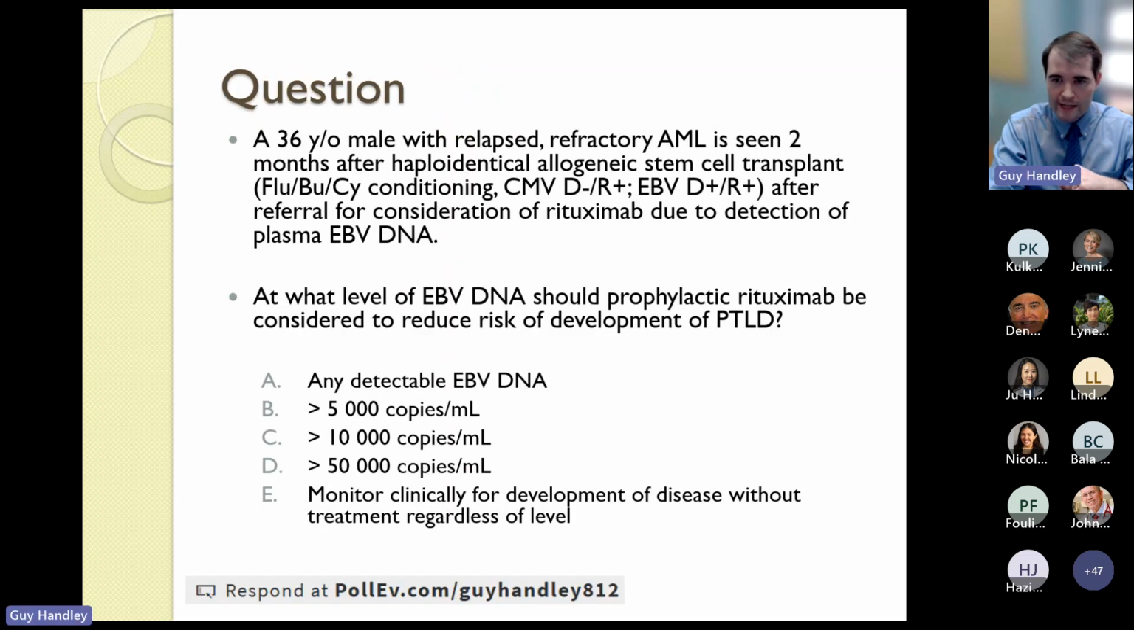Okay, so this should be our last question before we move into PTLD. A 36-year-old male with relapsed refractory AML is seen 2 months after a haploidentical allogeneic stem cell transplant. That's his conditioning regimen. He's CMV donor negative, recipient positive, EBV donor positive, recipient positive. He's referred for consideration of rituximab due to detection of plasma EBV DNA. And so the question is, at what level of EBV DNA would you administer prophylactic rituximab to reduce the patient's risk of developing PTLD? Any detectable DNA, over 5,000 copies, over 10,000 copies, 50,000, or regardless of the level, only treat after you've developed disease.